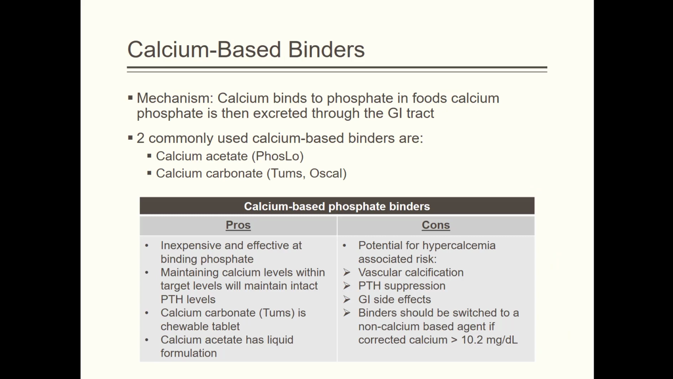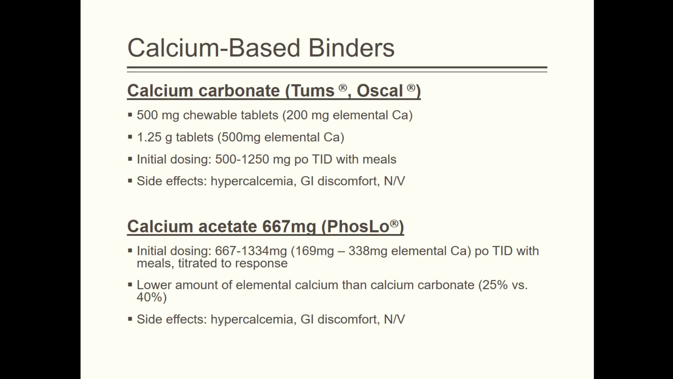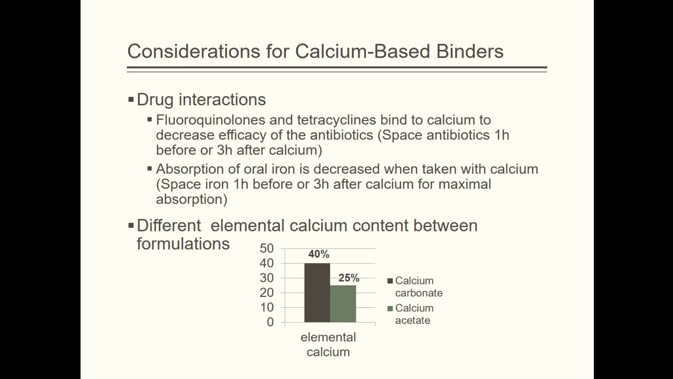There are two commonly used calcium-based binders that are available, which is calcium acetate and calcium carbonate. The pros and cons for the calcium-based phosphate binders are on this table. In all phosphate binders, GI side effects are very, very common, and especially for calcium-based binder, one of the cons is increased risk for hypercalcemia, which also can lead to vascular calcification as well. These are the dosing for both drugs. Some of drug-drug interactions are listed for calcium-based binders.